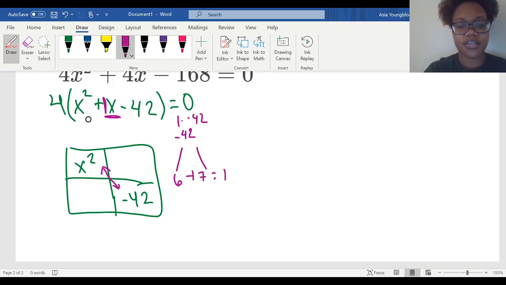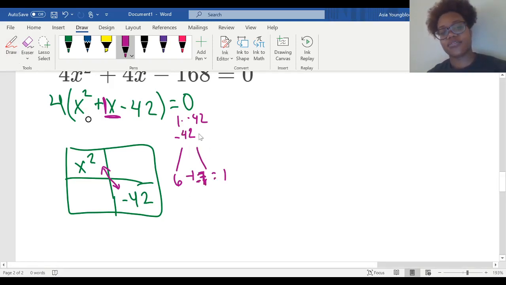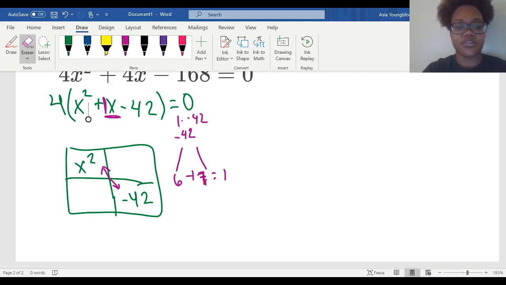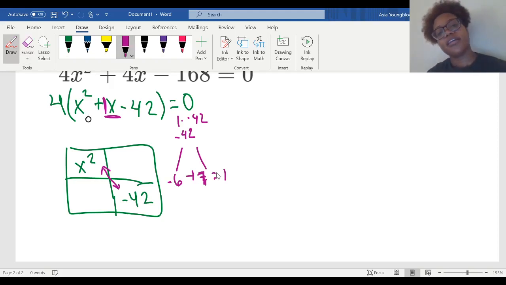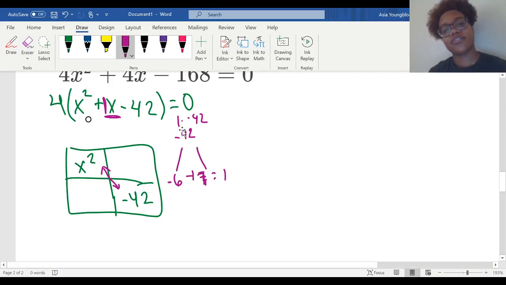Let's make the 7 negative and see if that works. So 6 times -7 is -42. 6 plus -7 is -1. So since that doesn't work, let's try making the 6 negative. Again, -6 times 7 is -42, and -6 plus 7 is 1. So again, you just have to play with the numbers.